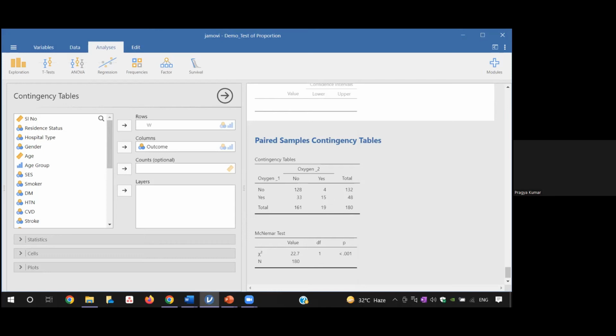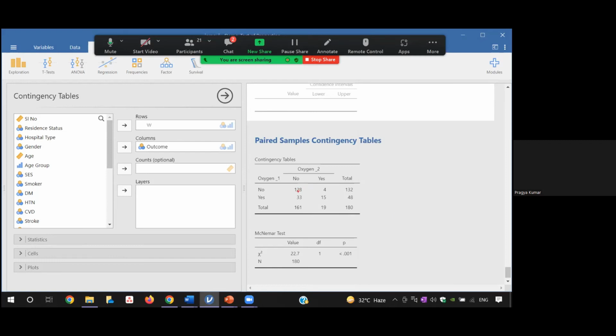What are these two margins? So one margin is this, that is 33 plus 15, that is 48. And the second margin is this, 4 plus 15, that is 19. So these two proportions we are interested in, because this tells you the pre and post status, which we have to compare. And then you can write the value of chi-square is 22.7 with 1 degree of freedom and p value.